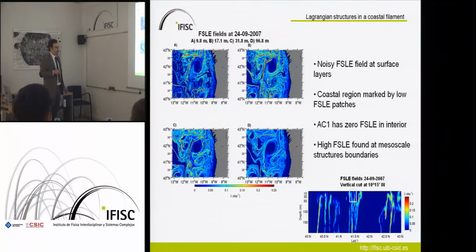On a vertical cut taken at this longitude, we can identify the filament as this very shallow and thin region with very low FSLE. And what we can see here is the distribution of FSLE inside the cyclone, which is mainly 0, and also here inside the anticyclone, and also here inside the cyclone where we have very low FSLE.